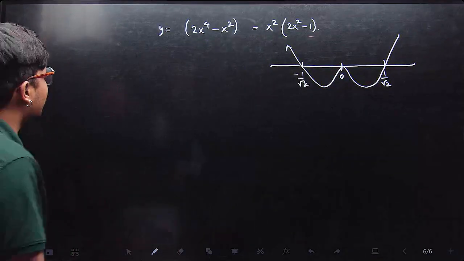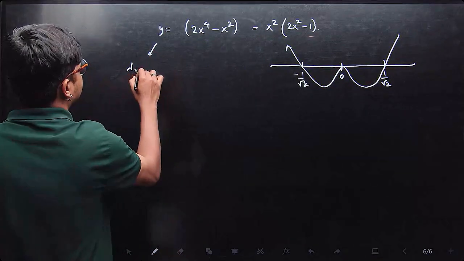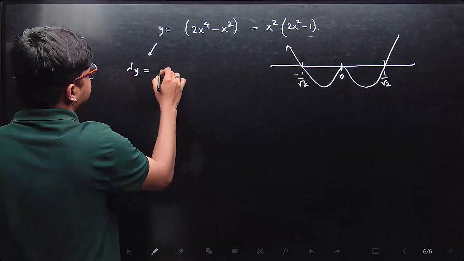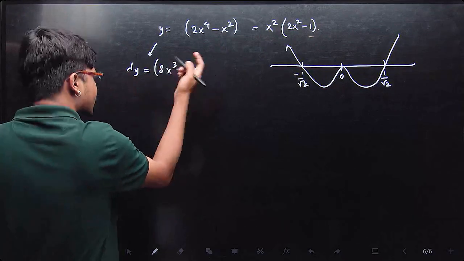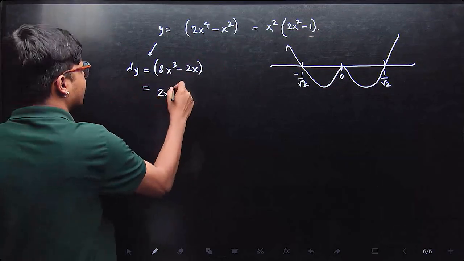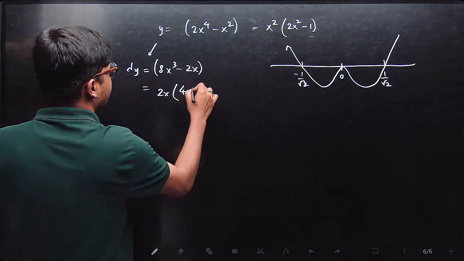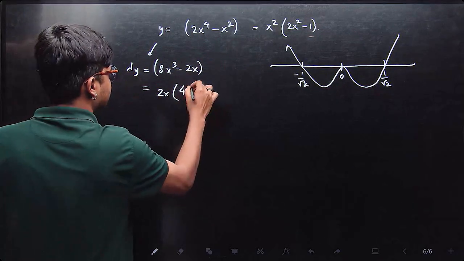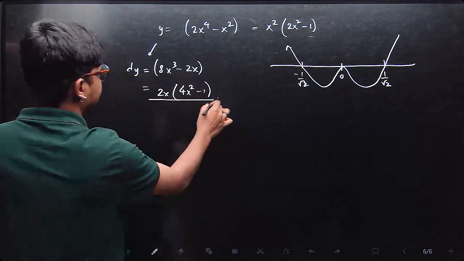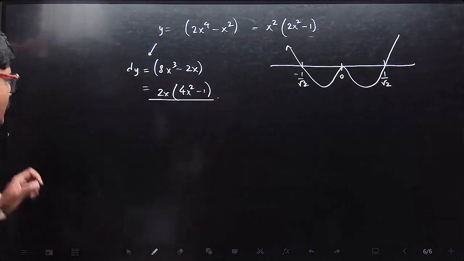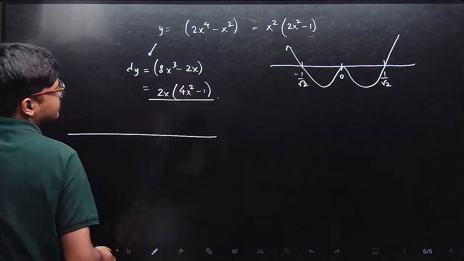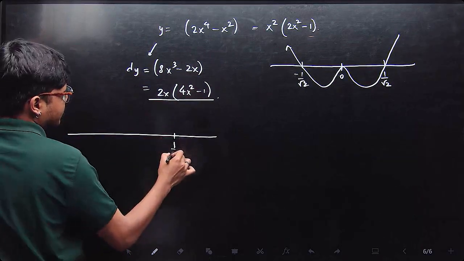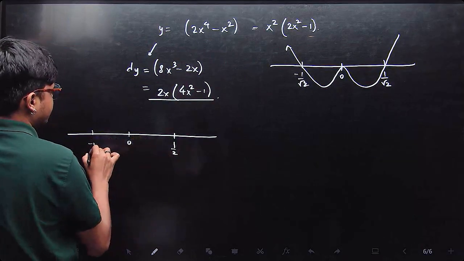Now if you look at dy by dx from here, what will we get? 8x cube minus 2x. What is the nature of this graph? If I take 2x common, I'll get what? 4x square minus 1. Right? So now I can say, what does this look like? So half, 0, minus half, right?